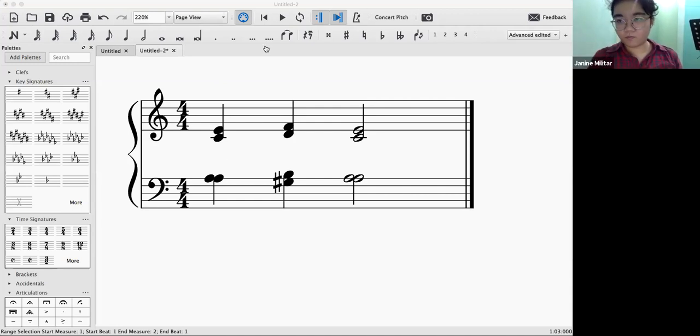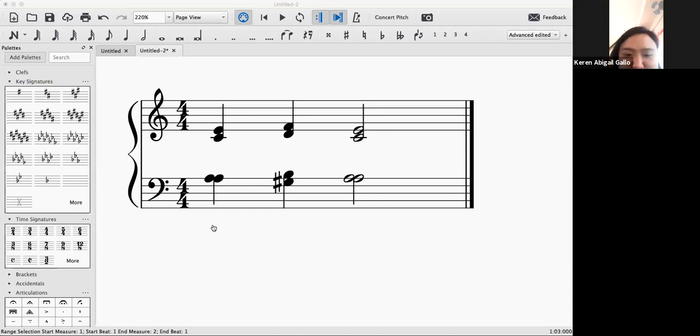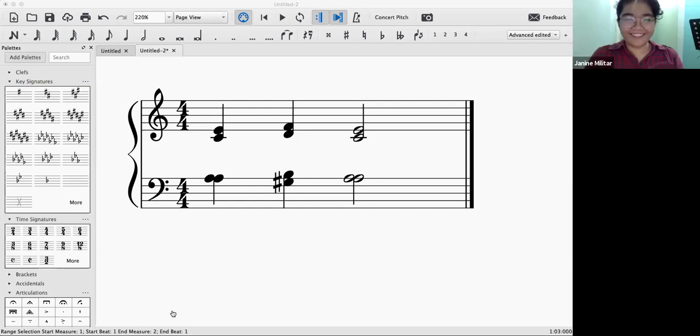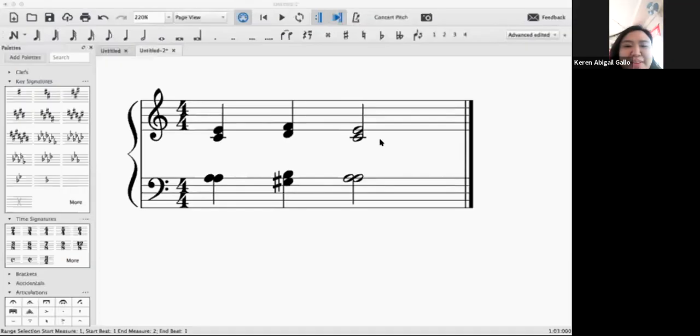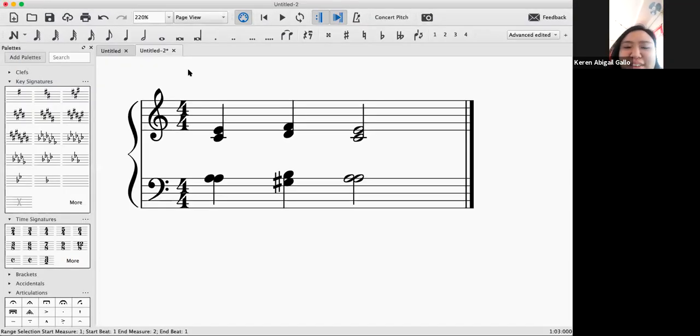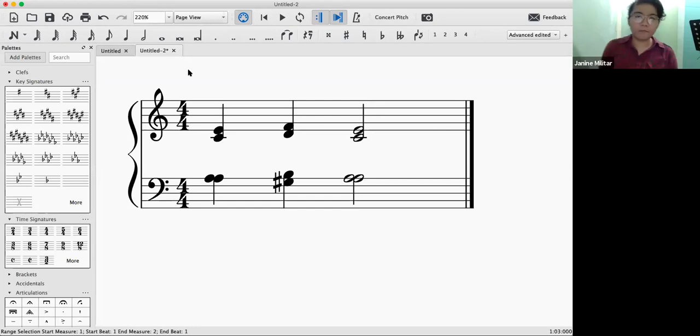Well, I think it's fine. So, how about doubling the third in the last chord?